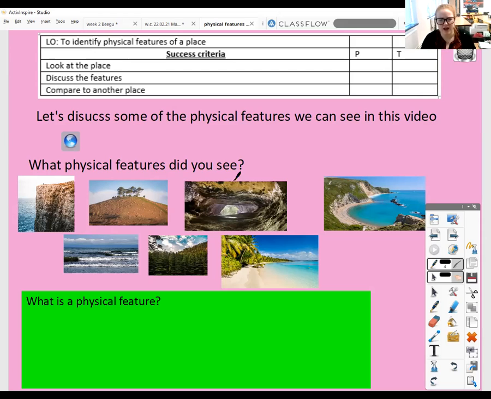Maybe the side of a mountain, in a hill. What's this called? This is a, shout it out. This is a cave. Fantastic, a cave. Got a hole here. What is this picture?